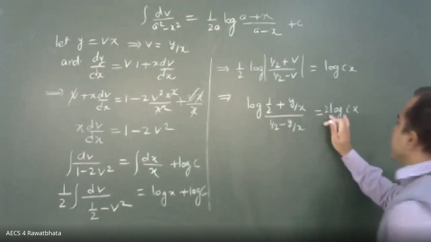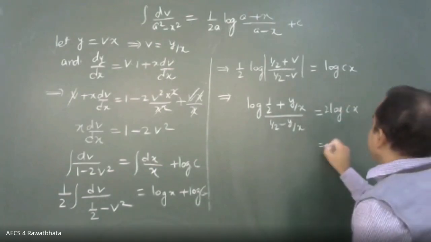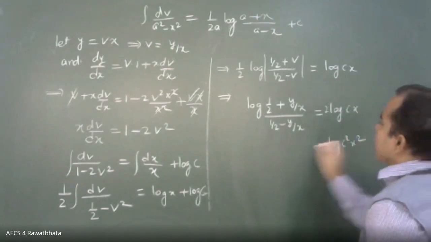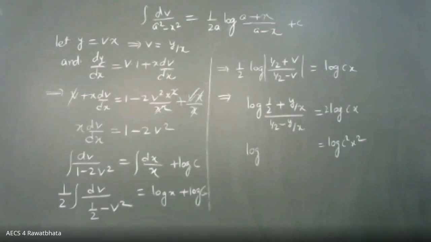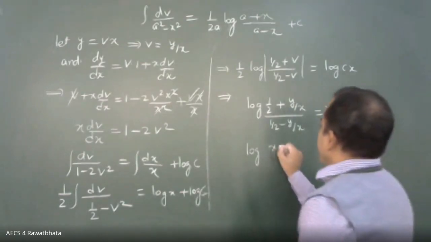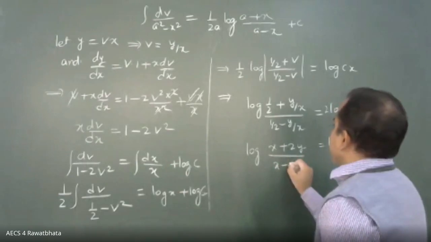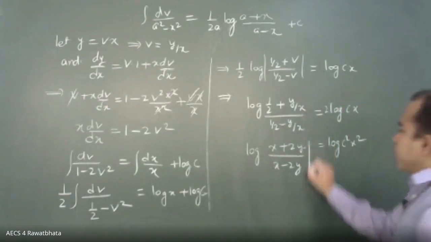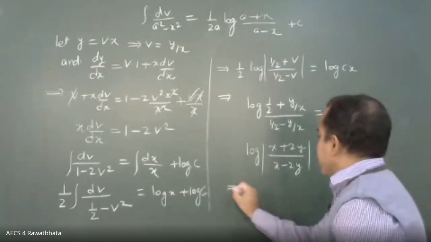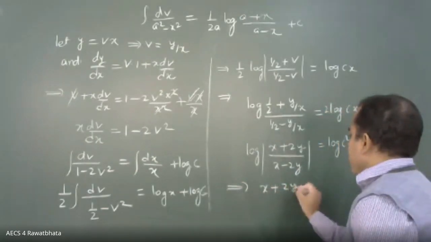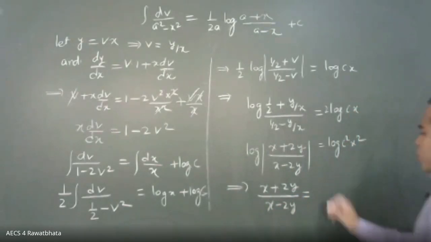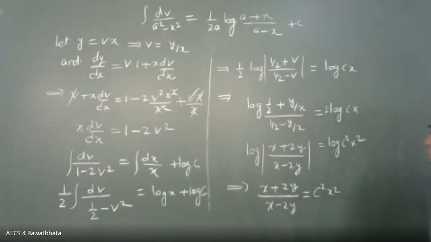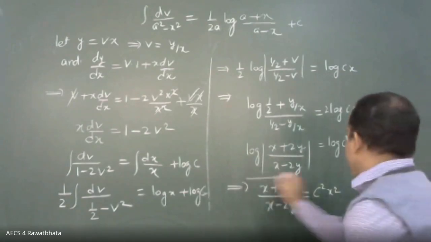So there is no harm in sending this 2 in exponent as exponent. So this will become log c square x square, and the left hand side will become log LCM. What should be LCM? 2x. Get cancelled. x plus 2y whole upon x minus 2y. 2x get cancelled from both the sides. Remove the log, take anti-log from both the sides, and it will become x plus 2y upon x minus 2y. Hitesh, check the answer and tell me, is this right? Equal to c square x square. No simplification possible. This is final answer. Hitesh, can you tell me, is this right?